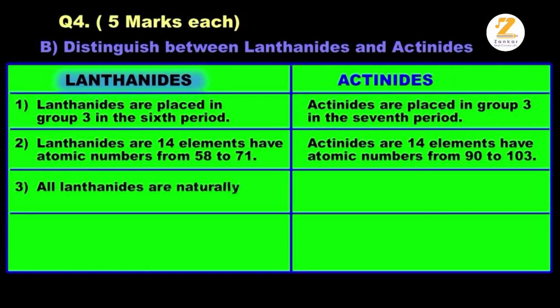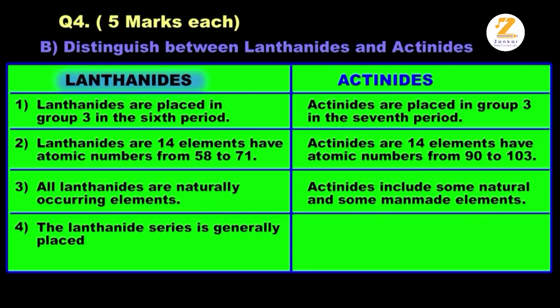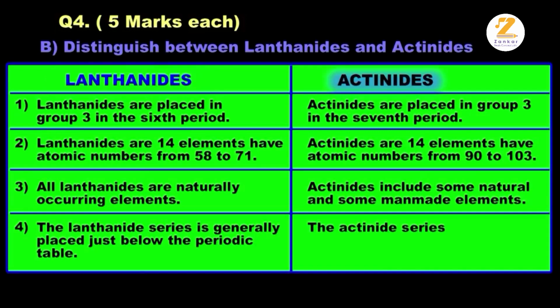All lanthanides are naturally occurring elements. Actinides include some natural and some man-made elements. The lanthanide series is generally placed just below the periodic table. The actinide series is generally placed under the lanthanide series.